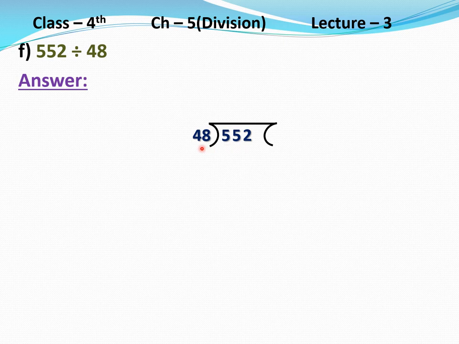That is 55. Now multiply this 48 by a number so that it is equal to 55 or less than 55. It should not be greater than 55. 48 multiplied by 1 equals 48. Write 1 here and write 48 here. Now we will do subtraction.